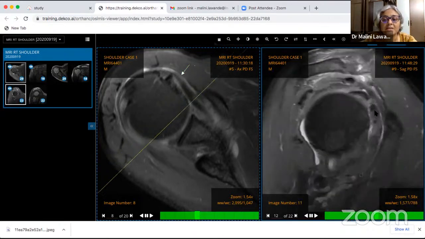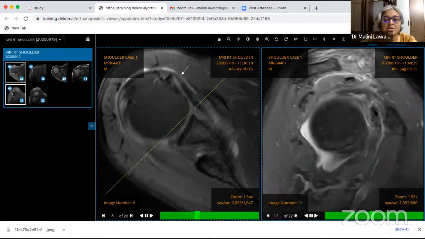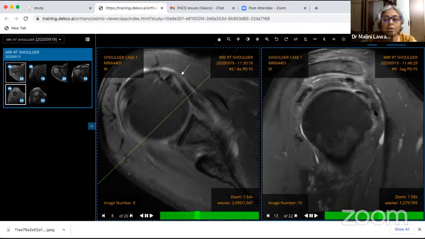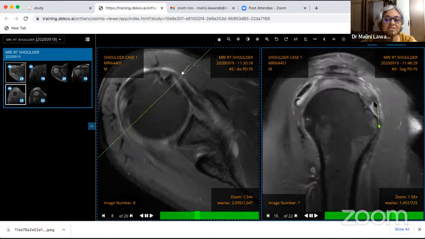How do I see? This is the subscapularis. So I keep tracing it more laterally and towards the insertion. Can you see this? You can see here this bright signal, that here is the subscapularis undersurface tear.